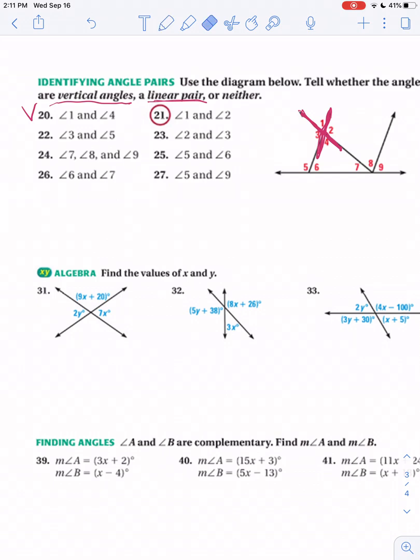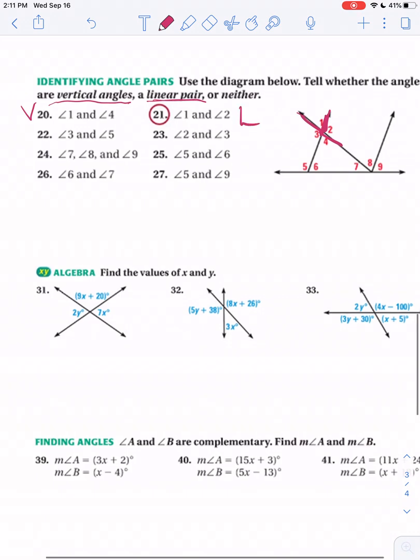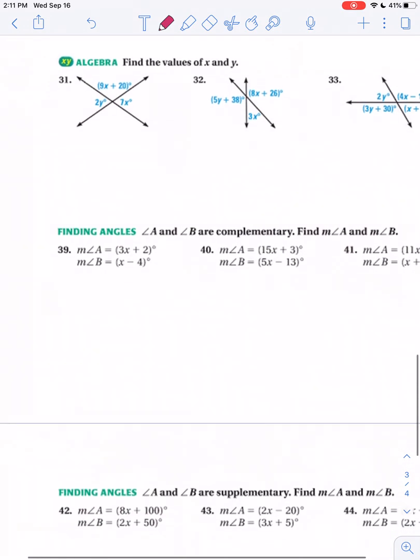The second set of angles they want us to look at are angles 1 and 2, right here, angle 1, angle 2. You could see they're side by side, they form a straight line, so we would say they're a linear pair of angles. Next one they're asking about are angles 3 and 5, right here, 3 and 5. You can see they're neither vertical nor linear pair of angles, so we would just give them an N for neither.